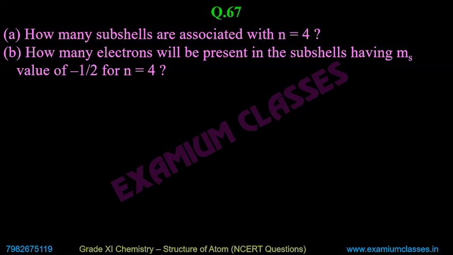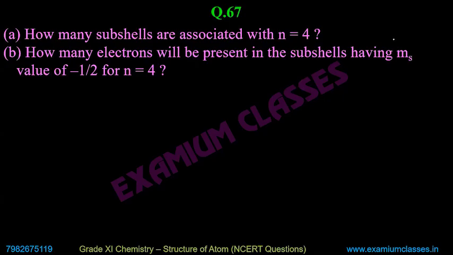Yes, sir. The range is from 0 to 3, so the subshells are s, p, d, and f. Right. For n equals 4, it will be from 0 to n minus 1, that is 0 to 3. 0, 1 to 3 means s, p, d, f. So you need to write 4s, 4p, 4d, 4f. Yes, Arna, correct answer.